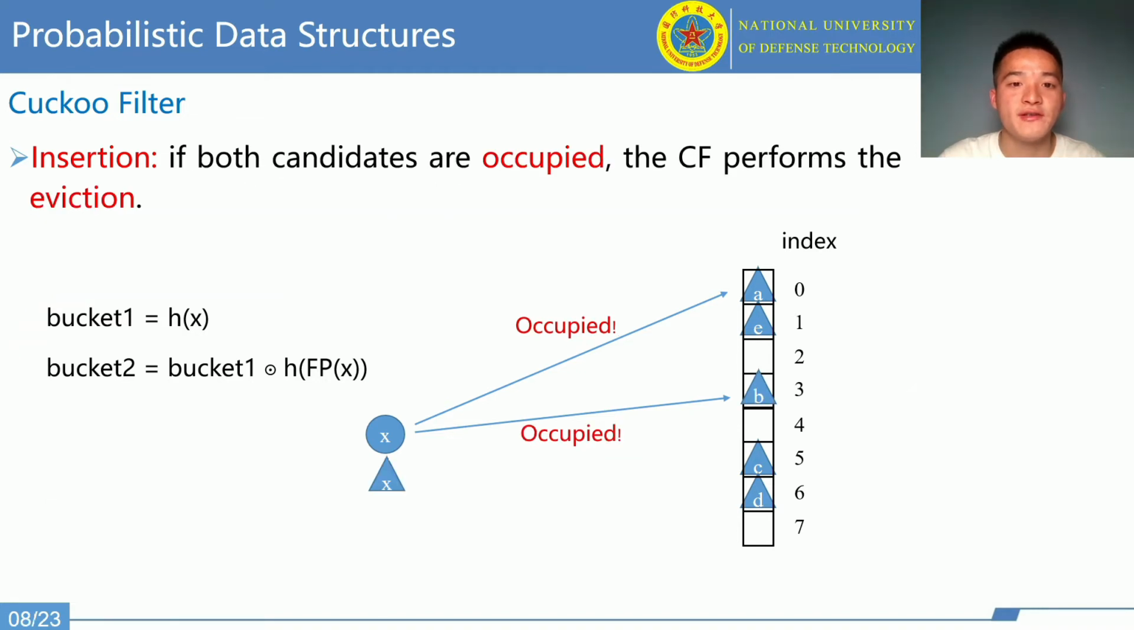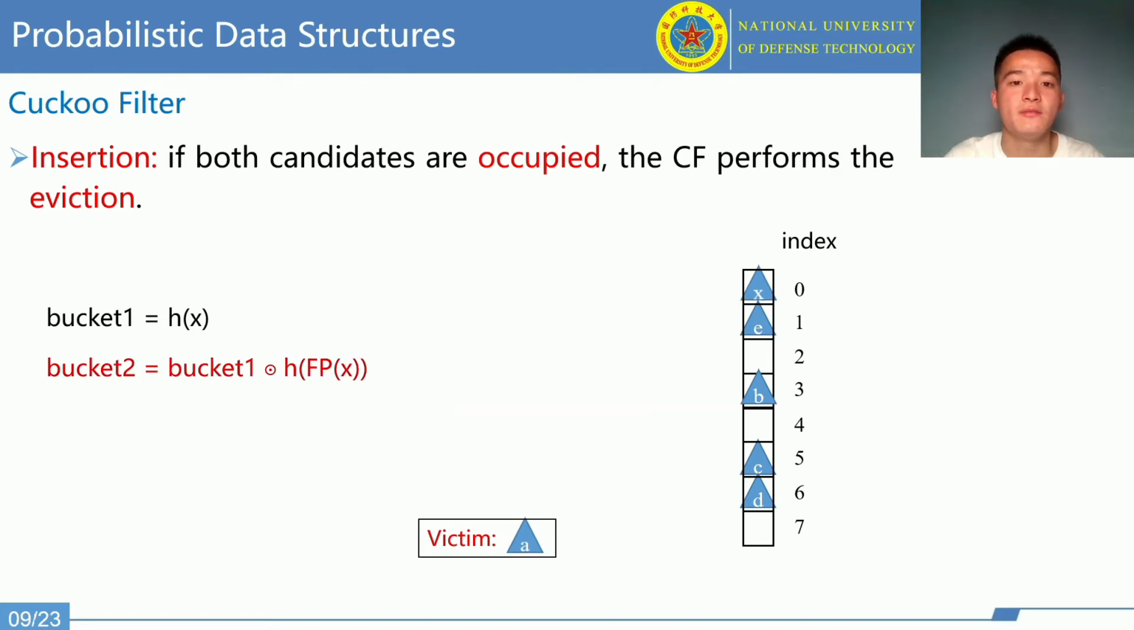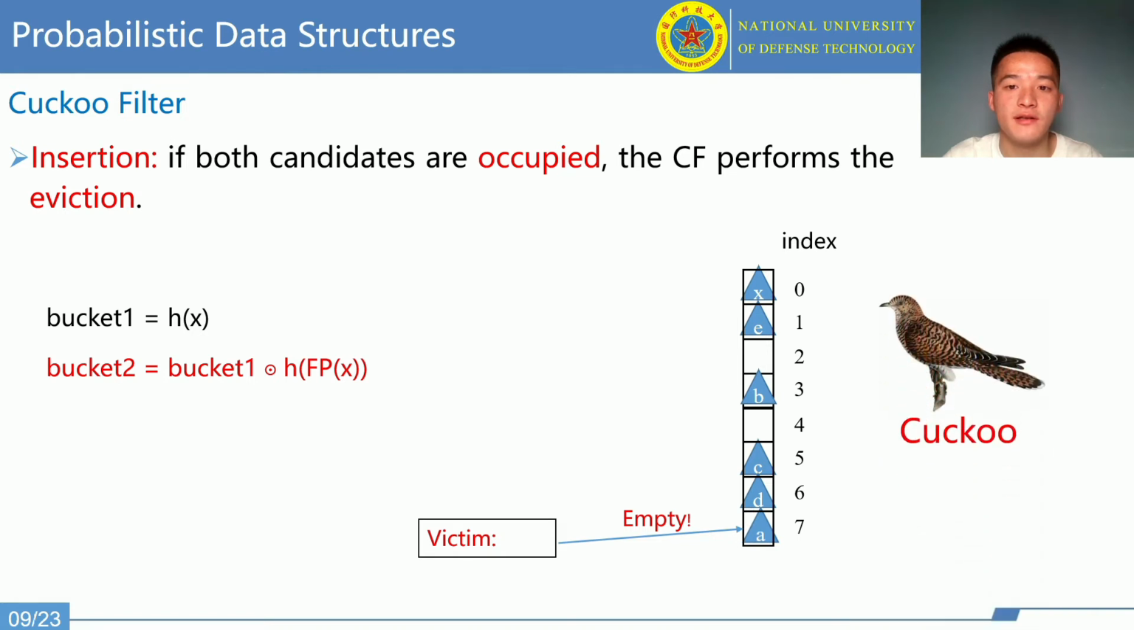If both candidates are occupied, the Cuckoo filter performs the eviction. It randomly kicks out a fingerprint in one of the candidates, such as A in this picture, and then reinserts the fingerprint of X in the slot that has just been vacated. At the same time, Cuckoo filter calculates the other candidate bucket of the victim fingerprint and tries to reinsert it into that bucket. The eviction process mentioned above is like a turtle dove taking over the nest of a magpie. This is also the origin of the name of Cuckoo filter.